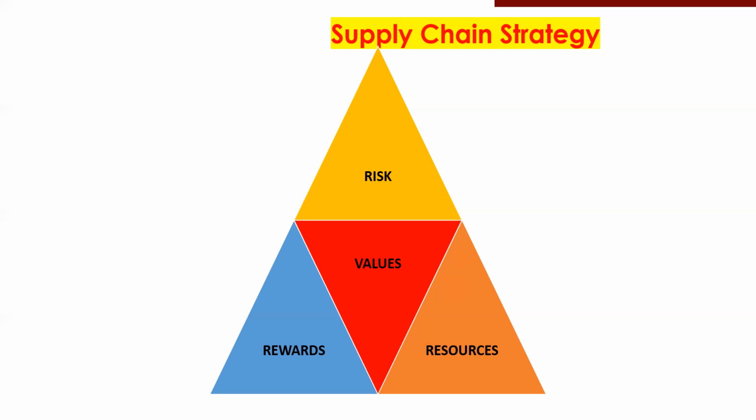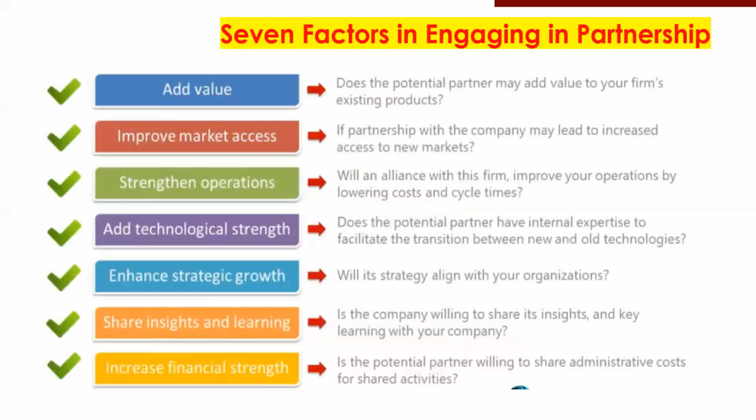Okay, so we have those kinds of considerations. So we have 1V and 3Rs for supply chain consideration. Later, we will analyze it again in choosing our supply chain strategy. Let's go forward, sorry. So these are the 7 factors in engaging in partnership.